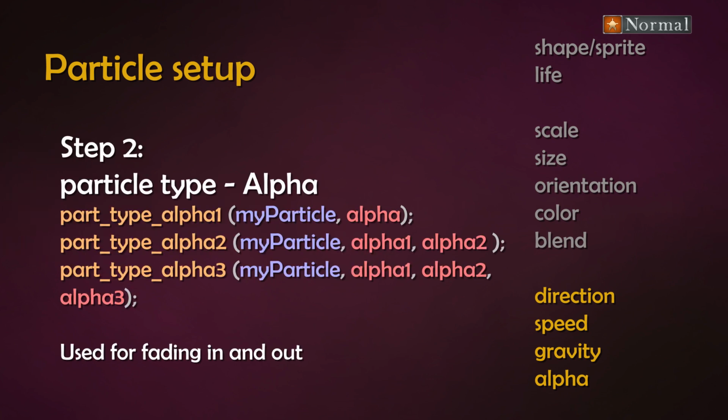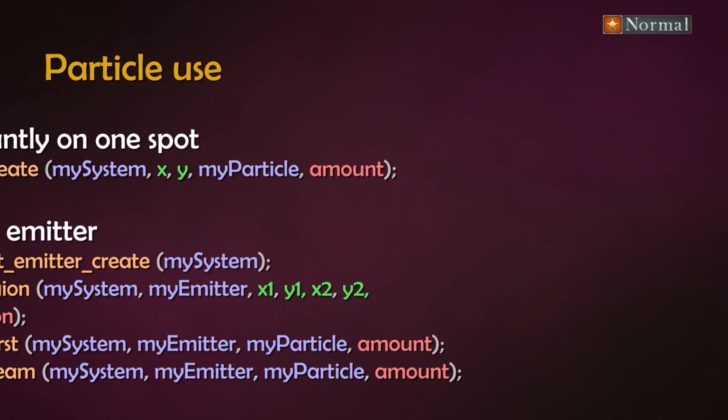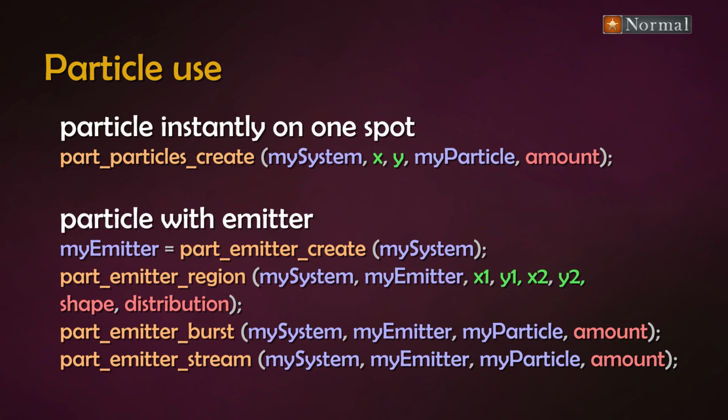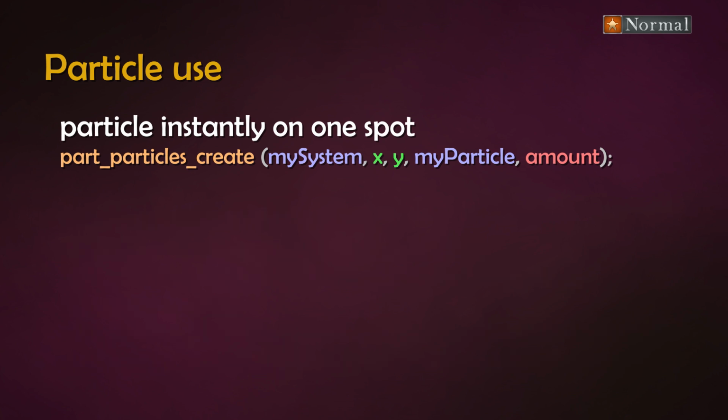And now comes the question, how to actually spawn them. There are two methods to do that. The quick but effective method, which limits your spawning to one spot, and the full control with setting up your own particle emitter. Let's start with the easy and quick method. You simply use the function part_particles_create. It needs as input the particle system to use, x and y as the position where to spawn the particles, the particle type, and the amount of particles to spawn. And that is it. Fairly fast to use.